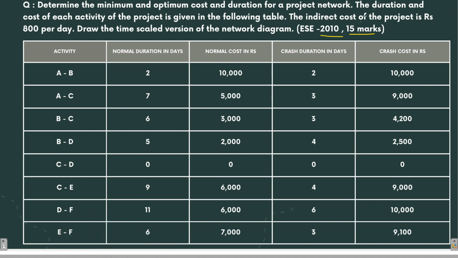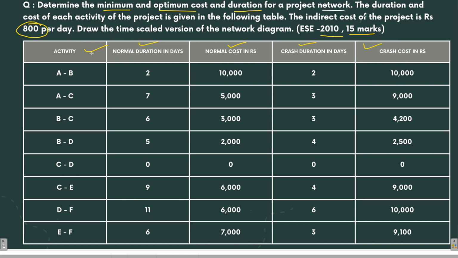The question says: determine the minimum and the optimum cost and the duration for a project network. So there are three things we have to find. The duration and the cost of each activity of the project is given in the following table. Activities, normal duration, normal cost, crash duration, and crash cost are given. The indirect cost of the project is rupees 800 per day, and it says to draw the time scaled version of the network diagram.